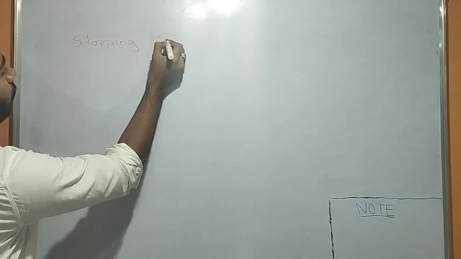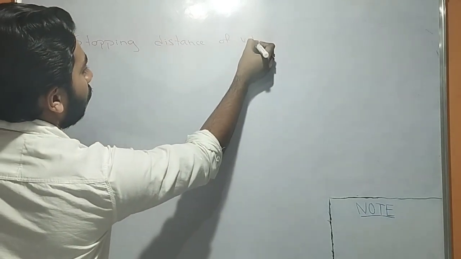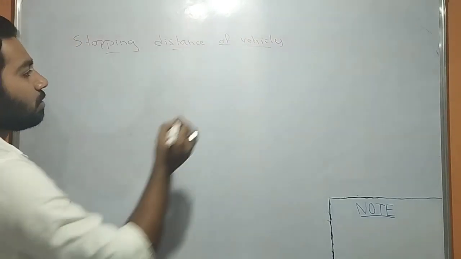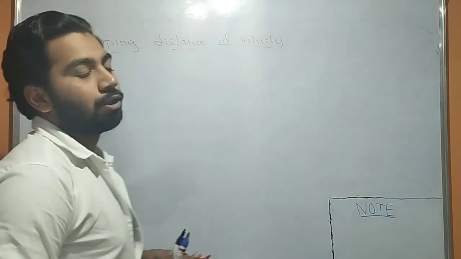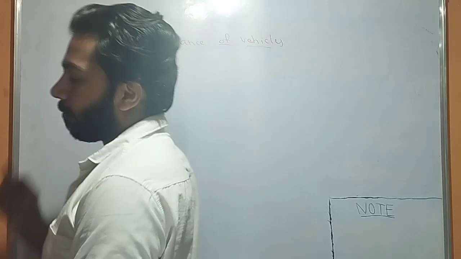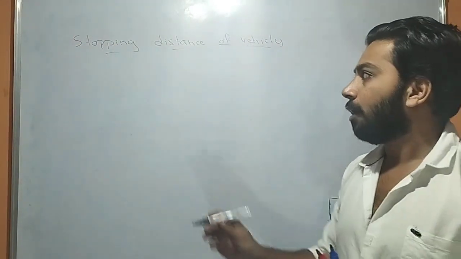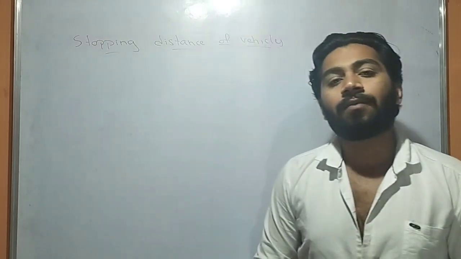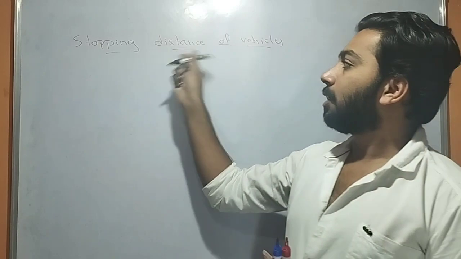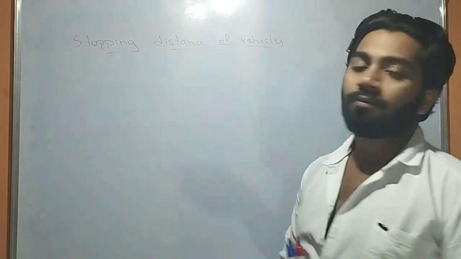Stopping distance of a vehicle. What does it mean? What does the stopping distance of a vehicle mean? Just simple. Stopping is the tendency of a vehicle to stop. It means the vehicle is rejecting the motion, and at a certain distance the vehicle tends to stop. It is called the stopping distance of a vehicle.